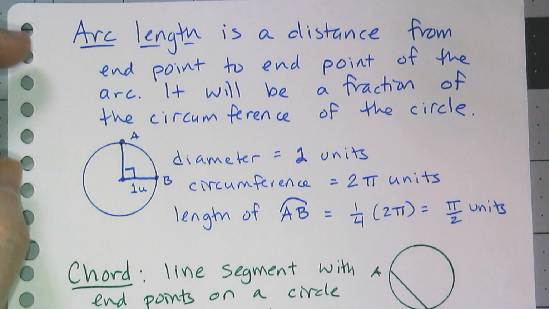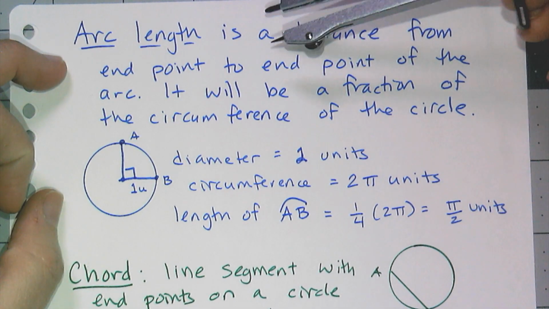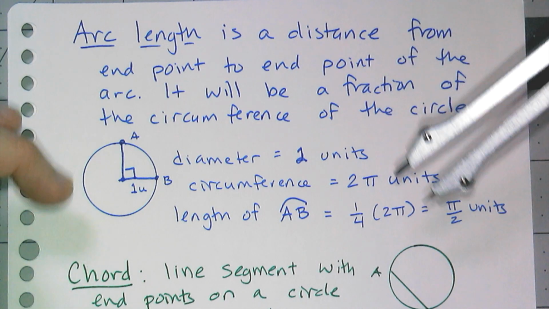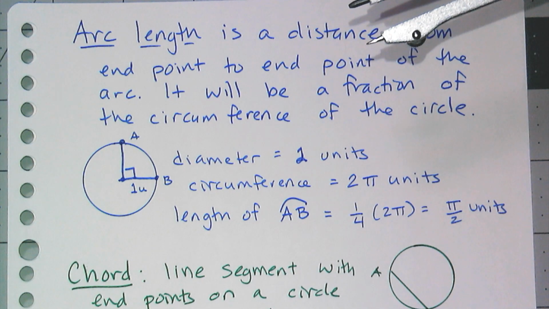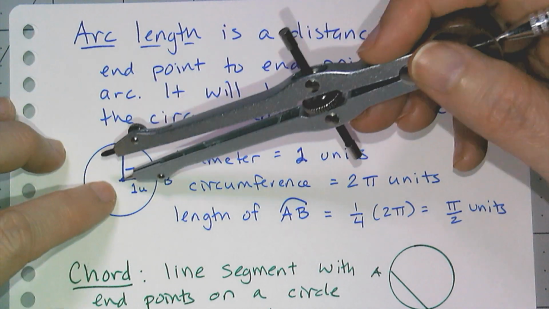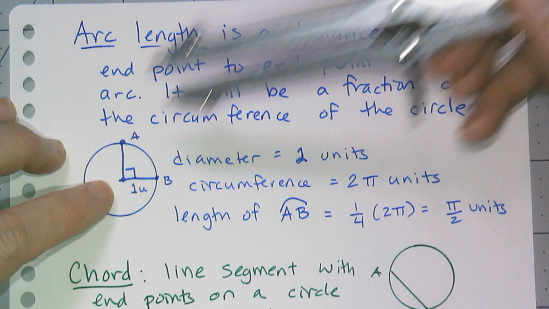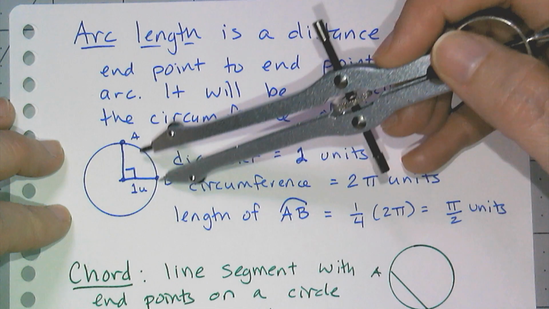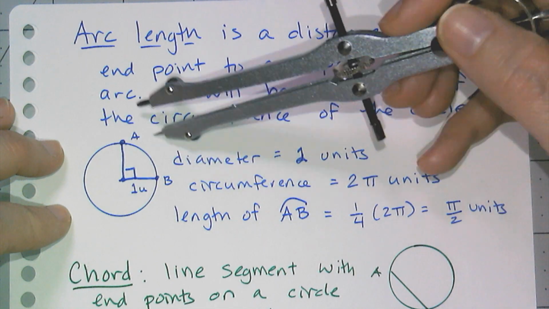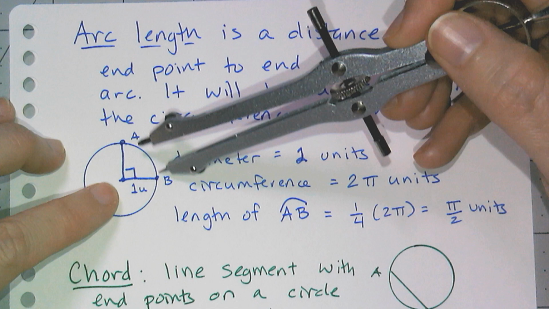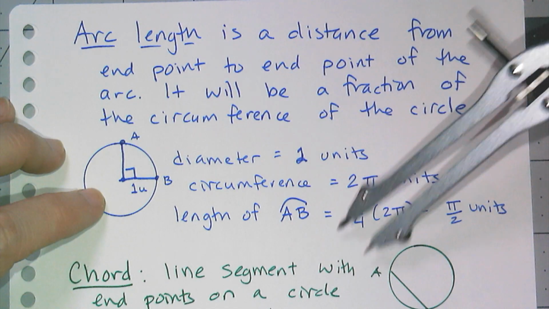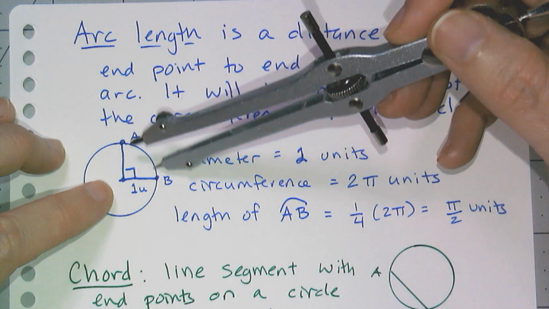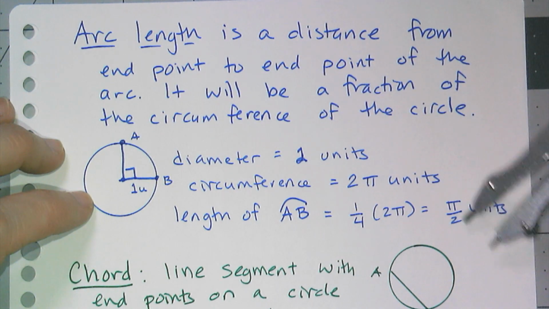And this is to be contrasted with the arc length. An arc length is a distance from endpoint to endpoint, and it's always going to be some fraction of the circumference of the circle. So if I have a circle here, radius 1, diameter 2 units, right, and I have a central angle marked a 90-degree angle, I know the circumference of the circle, or the distance around the circle, is 2 pi units, right? So that means the length of AB is going to be a fraction of 2 pi. Since I have a 90-degree angle, its fraction happens to be 1/4. So the arc length is pi over 2 units.